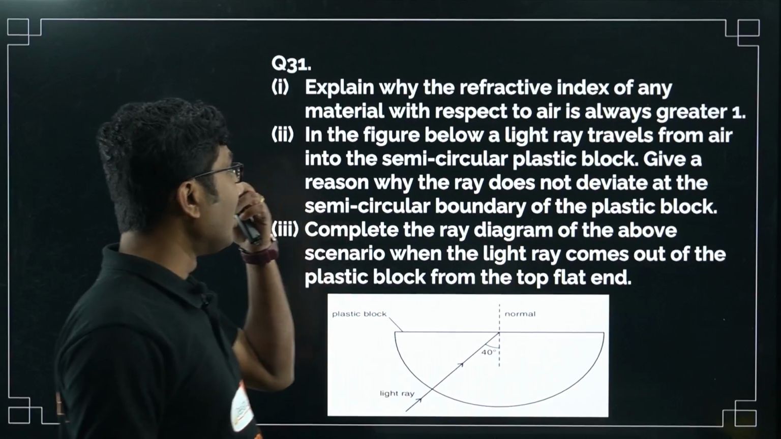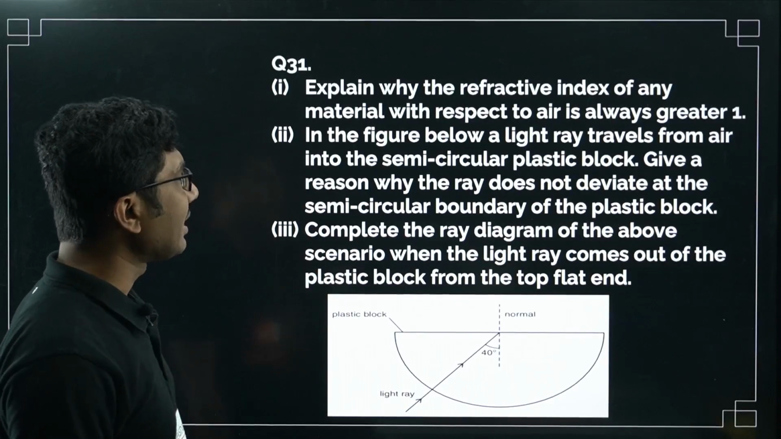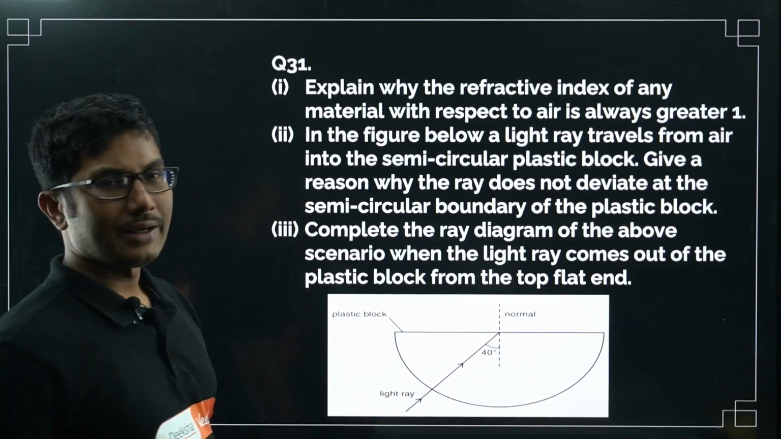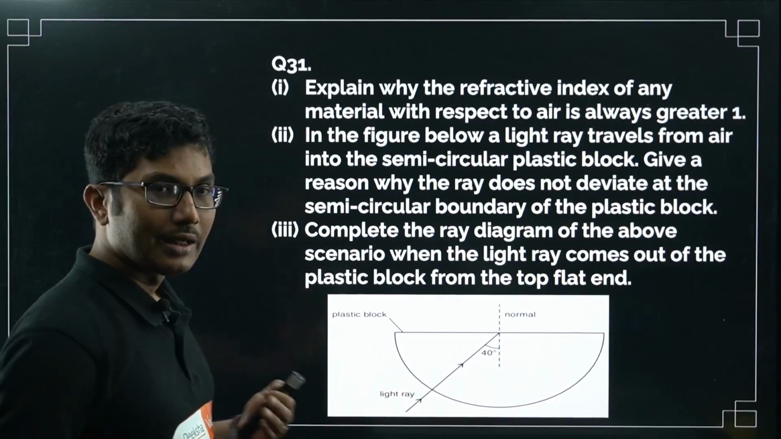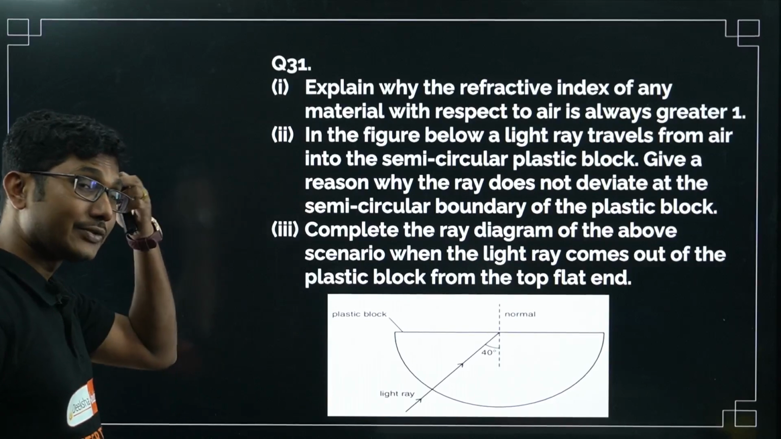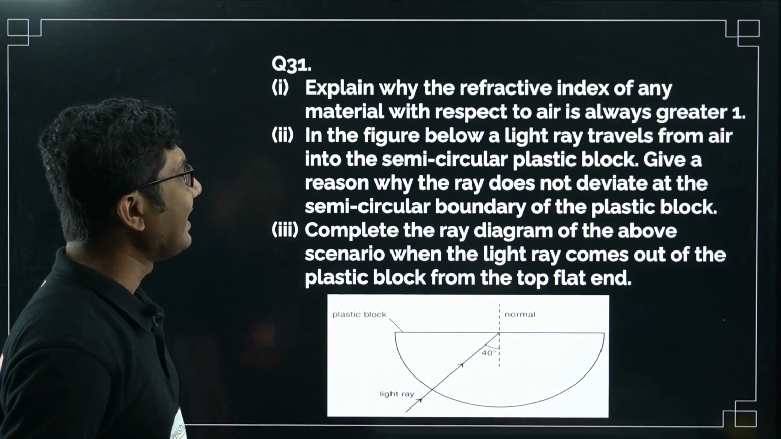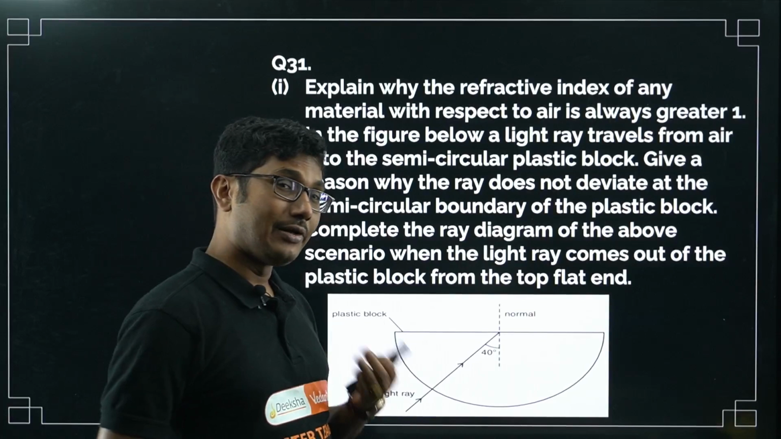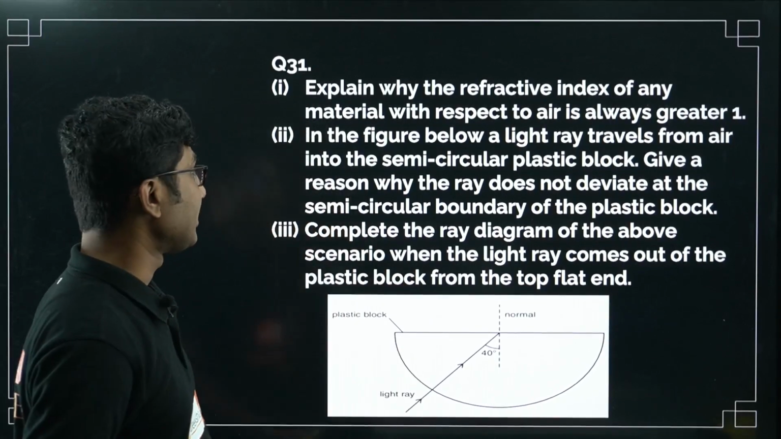Explain why the refractive index of any material with respect to air is always greater than 1. So you will see that in a while, but I have given you the hint. If you know, you can mention that in the comment below before I actually answer it. If you are answering it correctly, I will know if you have seen the answer or you have answered it from my previous explanation.